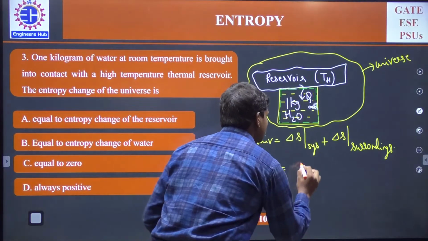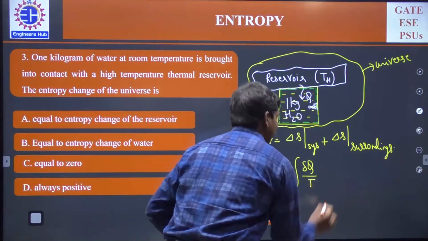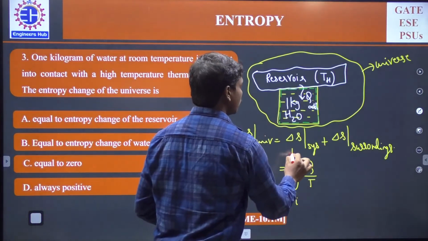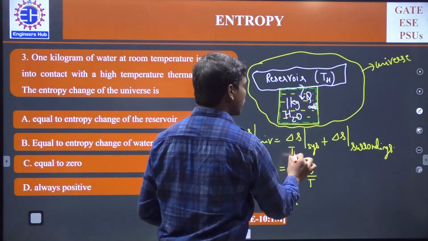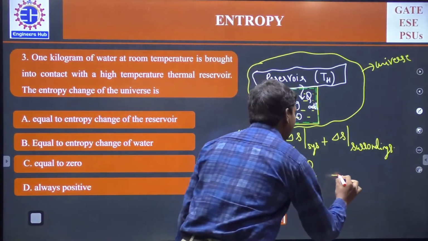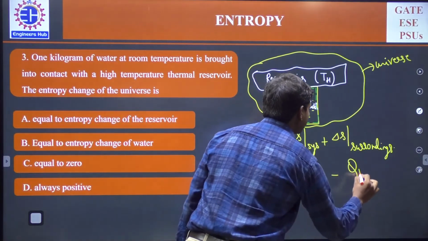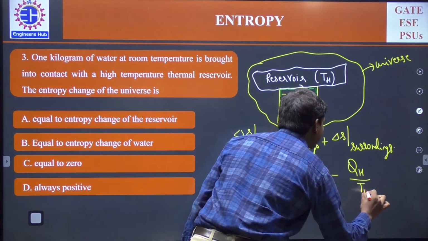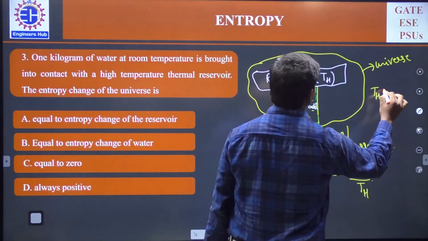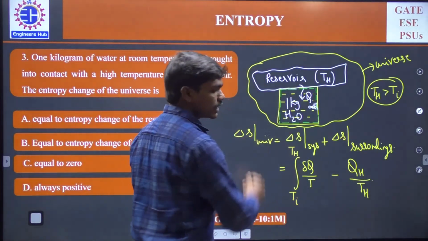So let us suppose this is integral del Q by T, where the temperature runs from the initial temperature of water to the final temperature, which is TH, because heat transfer stops once these two attain thermal equilibrium, minus, because from surroundings there is heat loss, minus QH divided by TH. This TH is constant throughout the process, and TH is greater than Ti. Correct? That's why we are running the integration from Ti to TH.